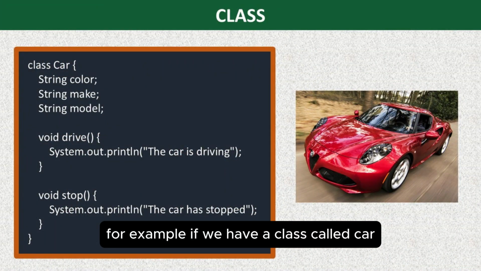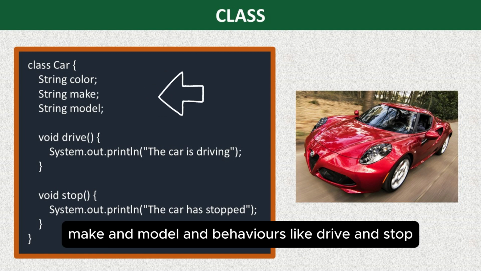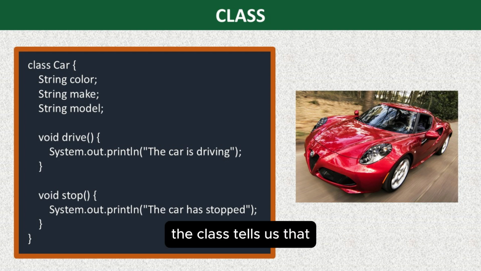For example, if we have a class called car, it might have properties like color, make, and model, and behaviors like drive and stop. The class tells us that each car must have these properties and functions.